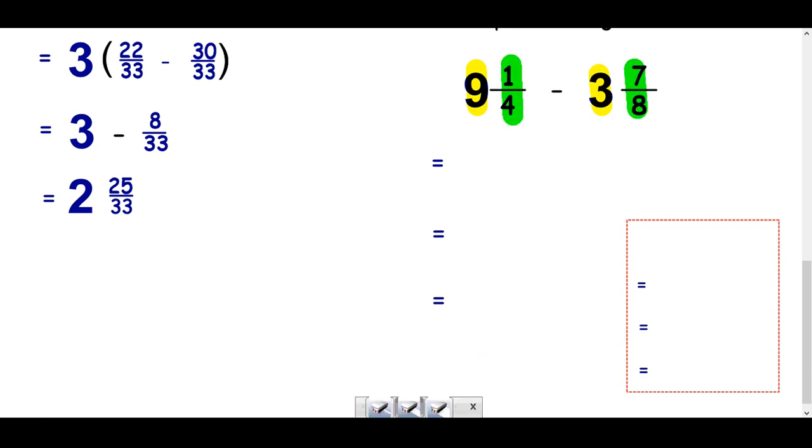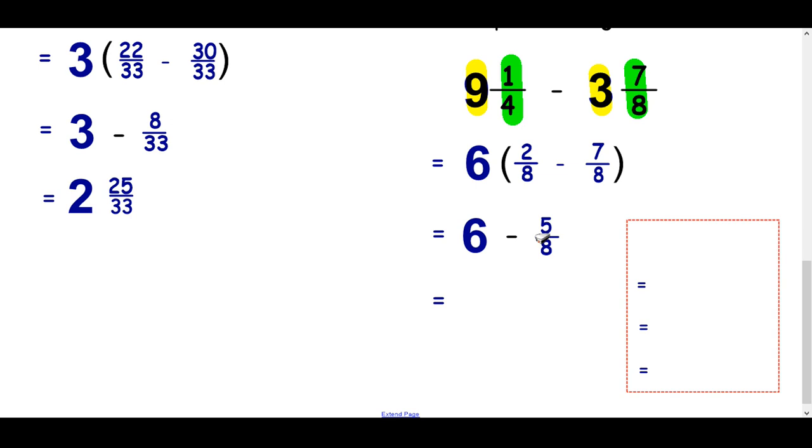Okay, so 9 take away 3, that's just 6. Now, to get the lowest common multiple, or the common denominator of 4 and 8, the lowest common multiple is actually just 8. So I don't actually do anything to the second fraction, it's already in 8ths, but the first fraction I need to double up to get to 8, so I double up the top as well, and I get 2. Okay, so then you just do your fraction part here. 2 take away 7 is negative 5, so we've got 6 take away 5 over 8. And that's going to leave us with 5 and a bit. In fact, 5 and 3/8. If you take away the 5 from the 8, you'll get 3/8 left over.